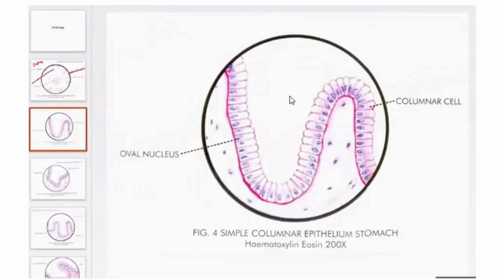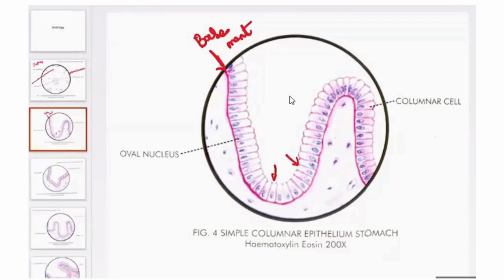Simple columnar epithelium. See, the cells are resting on the basement membrane, right? This is the base. This pink line is the basement membrane. All the cells are resting on it. Take any one cell: the length of the cell is larger, the width is smaller, and the nucleus is more or less elongated or oval in shape. That represents simple columnar epithelium.